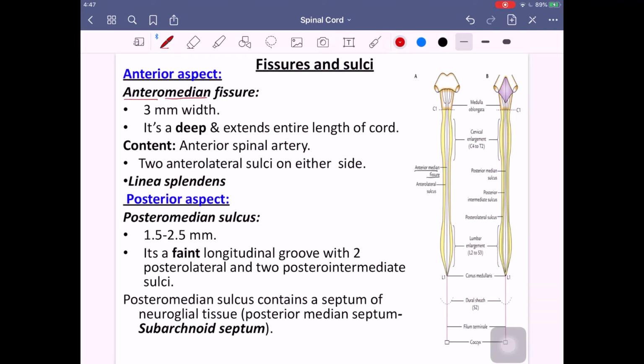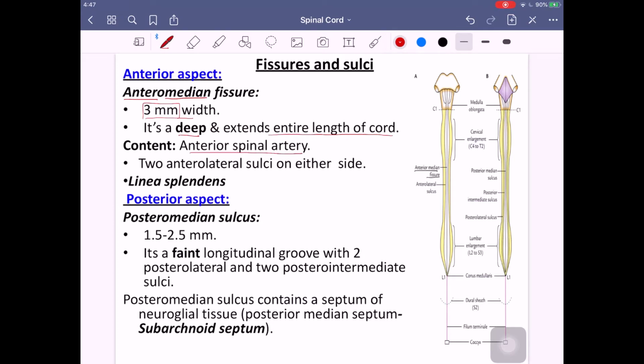Here you can see in this figure, first on the anterior aspect there is a deep fissure known as the anteromedian fissure, which is as deep as 3 mm, and it extends the entire length of the cord. In fact, it goes above the foramen magnum and is called the anteromedian fissure of the medulla oblongata. We'll see the same thing when we do the section through the brainstem.